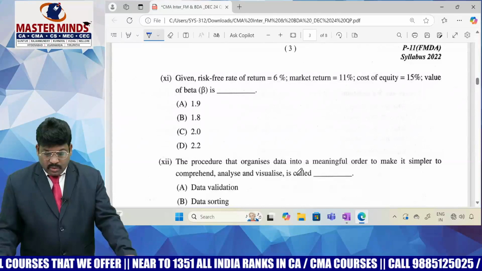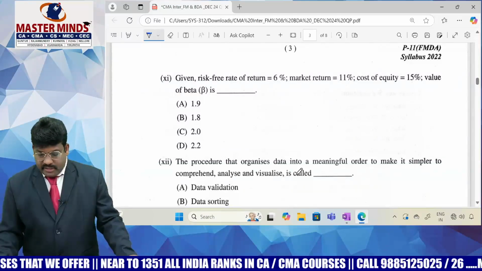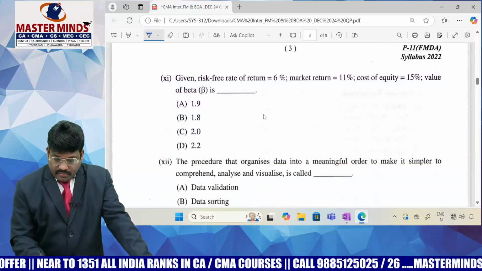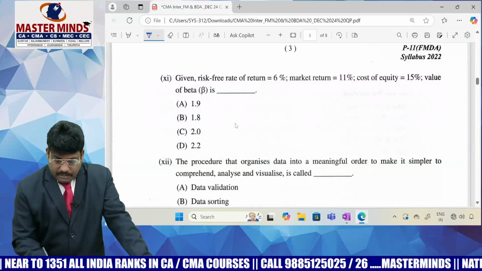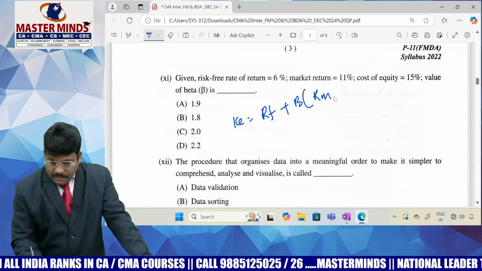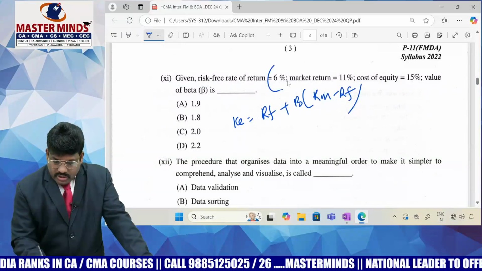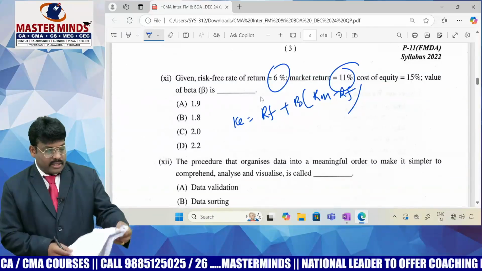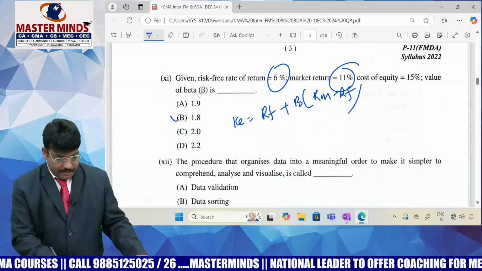Next, coming to, given risk-free rate of return 6%, market return is 11%, cost of equity 15%. Well, we know that according to the CAPM approach, Ke equals Rf plus beta into Rm minus Rf. By putting in these values, if you solve it, you will get the exact answer. I solved it, I got 1.8.